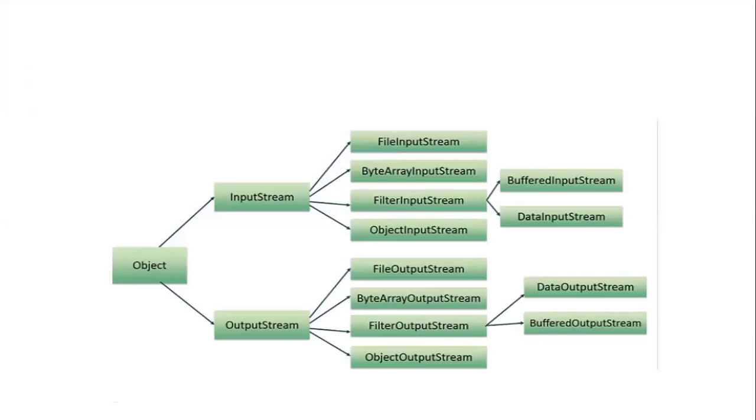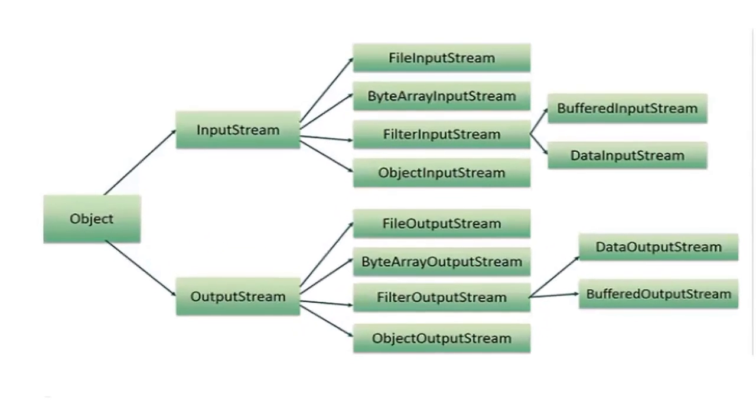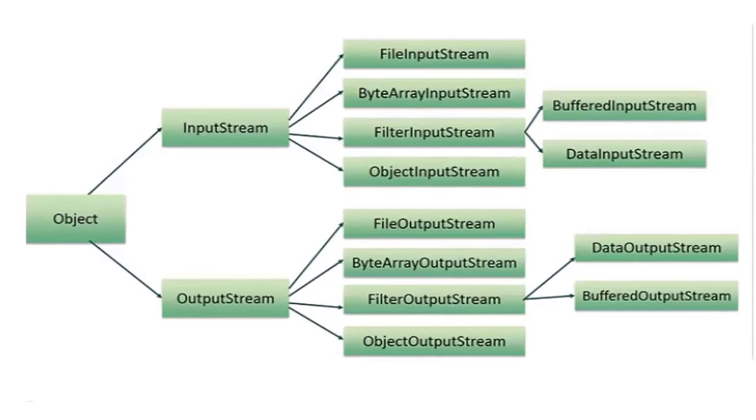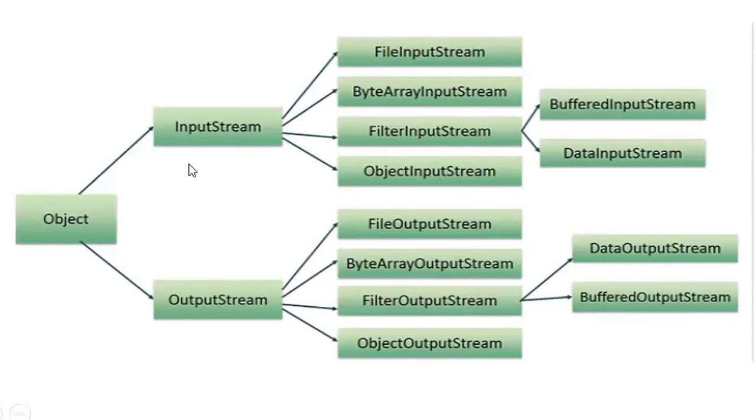This diagram represents those classes, that means those different objects, right? Whenever you are using a particular object, you will be performing either input or output. If you are going with respect to input, you can use the input stream. If you are going with respect to output, you can use the output stream, right?